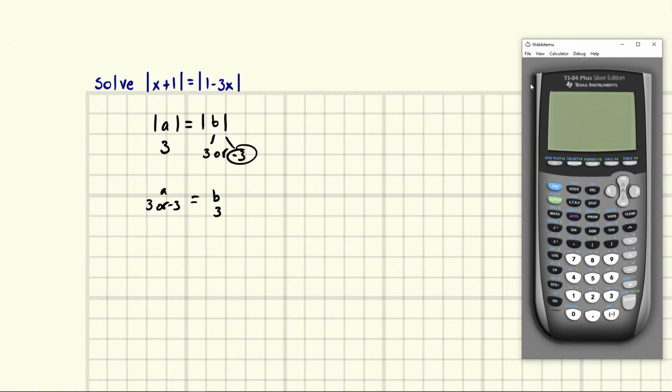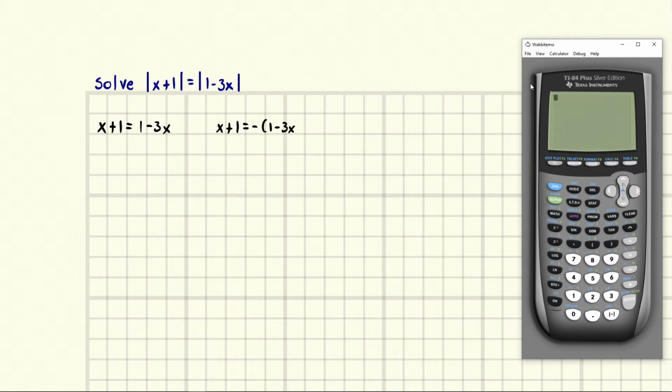It's kind of like we were dealing with only one side having an absolute value and the other side being a constant number. Because the absolute values always force things to be positive, we don't need to worry about flipping both sides. We only need to flip one side. So we're going to get two cases out of this. We're going to get the case of x plus 1 equal to the positive version, which is 1 minus 3x, and a second case where x plus 1 equals the negative version, which is negative 1 minus 3x.